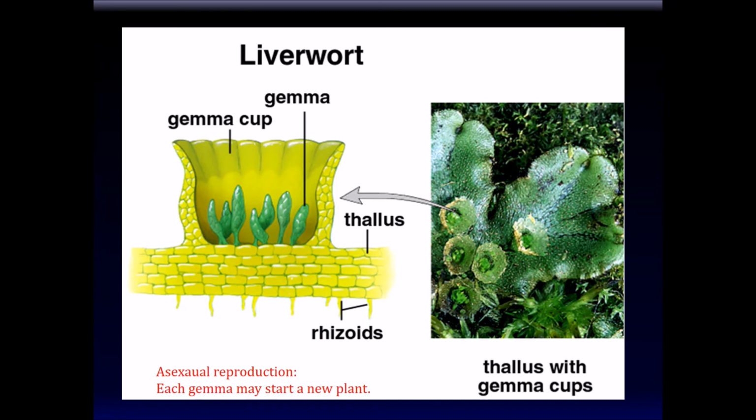In the liverworts, you'll see these cup-shaped structures. These are called the gemma cup. In the gemma cups are little tiny gemmae. This is the asexual reproduction of the liverwort. Each gemma may start a new plant. Just like the mosses, the liverworts also have rhizoids, and it is the leafy thallus that gives this plant its name, the liverwort.